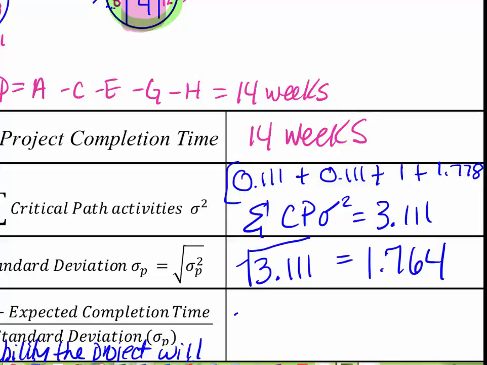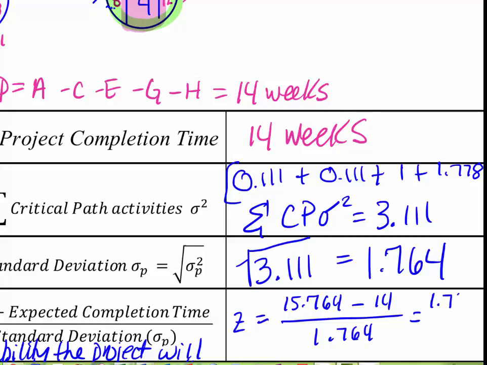Z is going to be 15.764 minus 14 divided by 1.764, which is going to equal 1.764 divided by 1.764, which is going to equal 1. So now we need to interpret what that 1 means. So I'm going to go to the next page and draw it out for you.